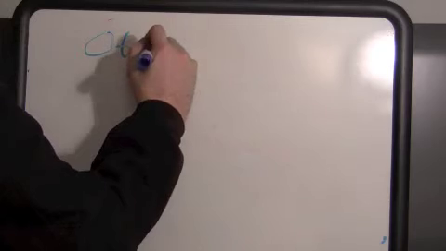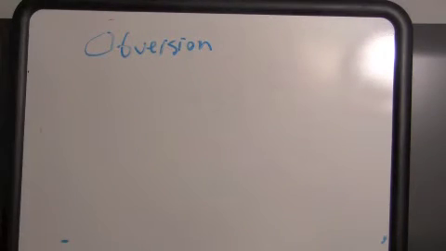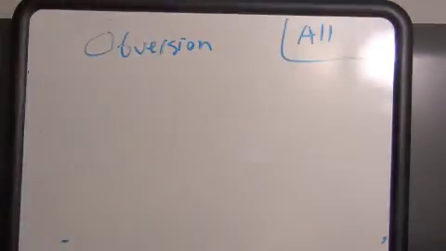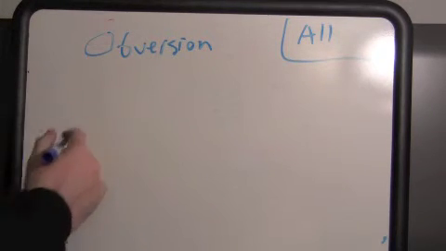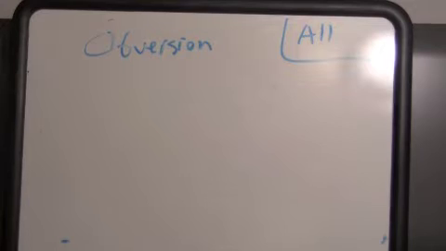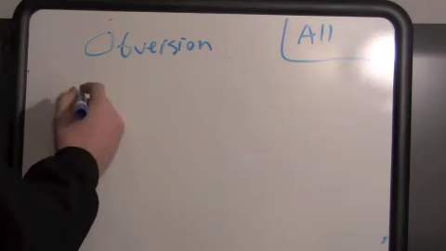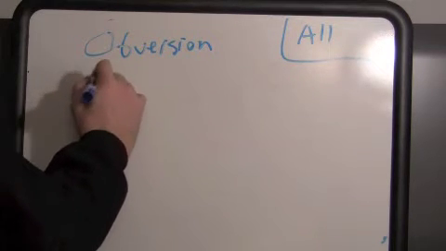Okay, so our next type here is what we call obversion. And obversion, unlike conversion, which only works on the E and the I, will work on all statements. So maybe we can just put that up there. It's going to work on all of our categorical standard forms. And it simply consists in this, right? Well, let's take a statement here. All S are P.